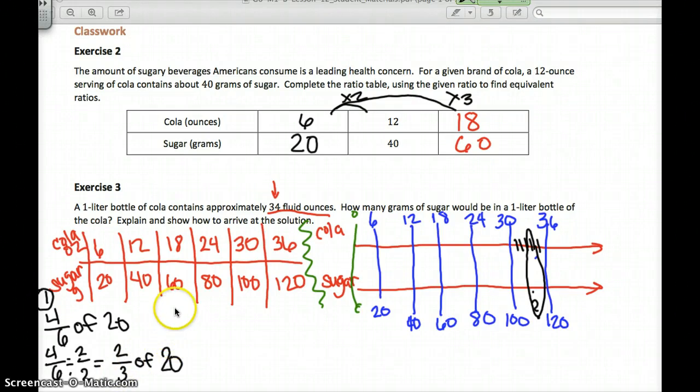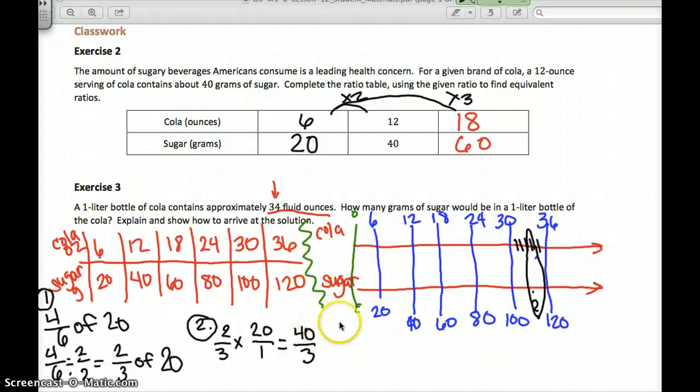All right, to do this, I need to do step 2, which is to multiply. 2/3 of means to multiply over 20 over 1. Remember to change our 20 into a fraction by placing it over 1. Multiply across. 2 times 20 is 40. 3 times 1 is 3. Which brings me to step 3.